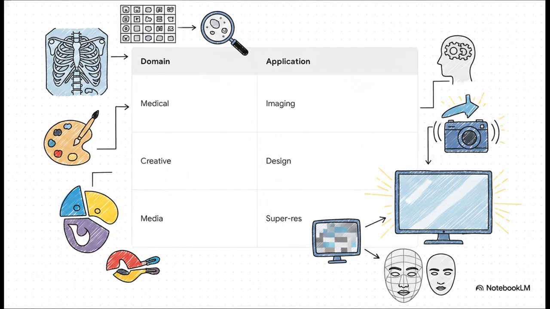It's a lifesaver. In the creative space, artists are using GANs for entirely new forms of design in advanced image editing. And in media, GANs are being used for super resolution, taking old, blurry, low-quality footage and making it crystal clear, as well as, of course, the much-discussed creation of deepfakes.